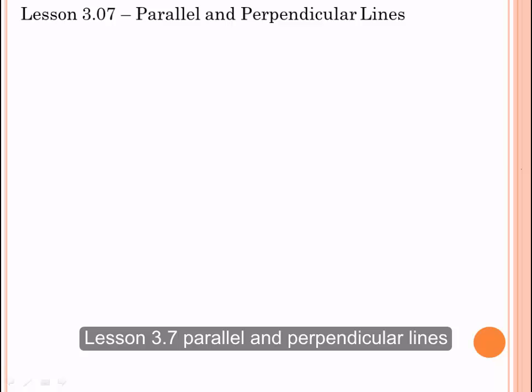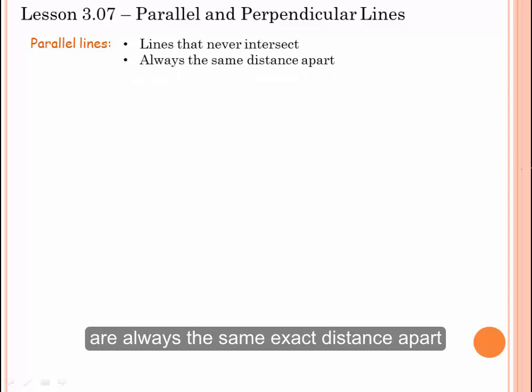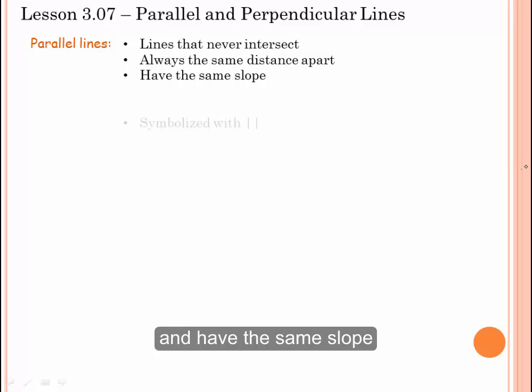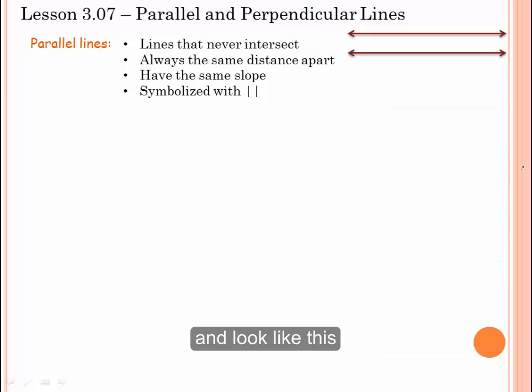Lesson 3.7, Parallel and Perpendicular Lines. Parallel lines are lines that never intersect, are always the same exact distance apart, and have the same slope. They are symbolized with two vertical parallel lines and look like this.